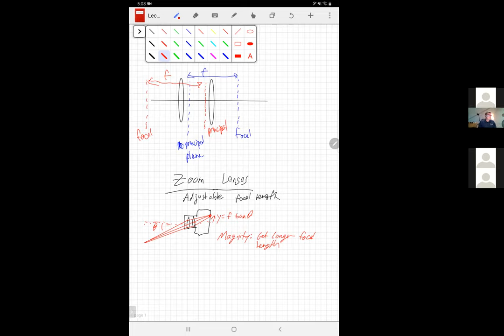So if we were looking at a close-up object, we wouldn't even necessarily need to change the focal length. If we just had a close object, then we could just say, okay, here's our optic axis. We've got our lens, we've got our object, and we form an image. Then we could move the lens closer to it.